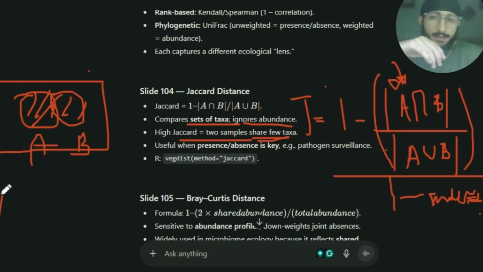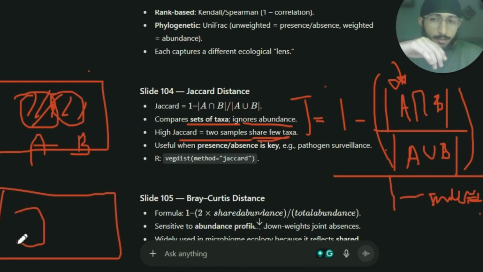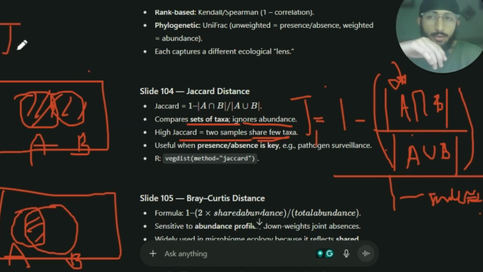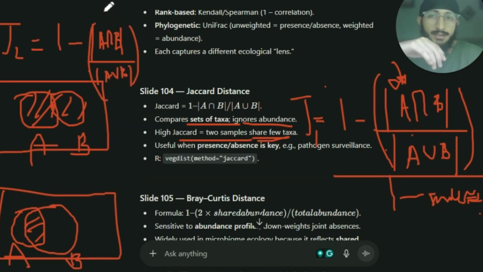Then the second example is that we have another Venn diagram, that is A, and you see B as well. So you see the intersection is considerably higher than in this case. So this is J1, and J2 would be 1 minus A intersection B. Now A intersection B is actually greater than the first case, right? And A union B would be the same, right? So what this does is that this value has actually increased. This value has increased. So 1 minus a greater value.